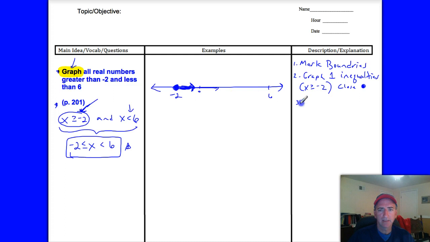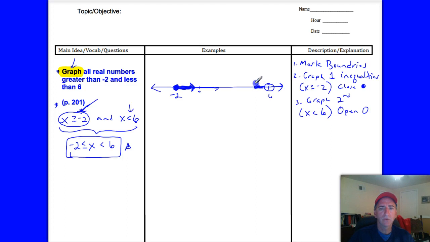Now the next thing I need to do is graph the second, which is x is less than 6. Okay, now that is an open circle. Again, review from the last video. It's an open circle because I don't have an or equal to sign. So I'm going to do open circle here on 6. Make it clear that that's open. And I want values less than 6, which are this way here.